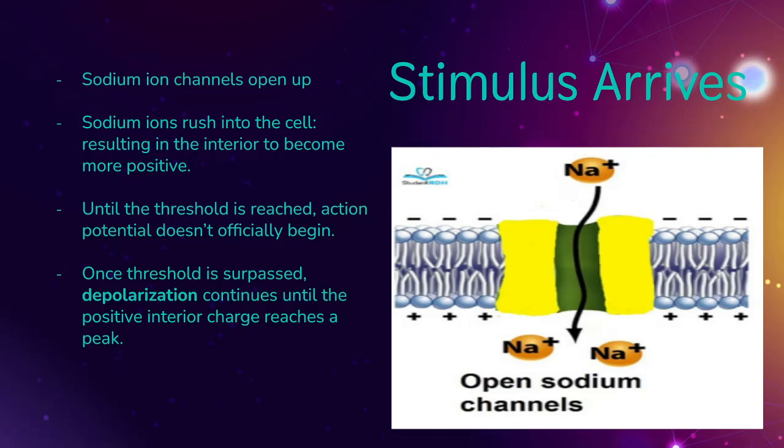This is why action potential is usually known as an all or nothing event. If the threshold isn't reached, the action potential does not begin. But once the threshold is surpassed, depolarization continues until the positive interior charge reaches a peak. Depolarization is another word for the interior of the cell becoming more and more positively charged.